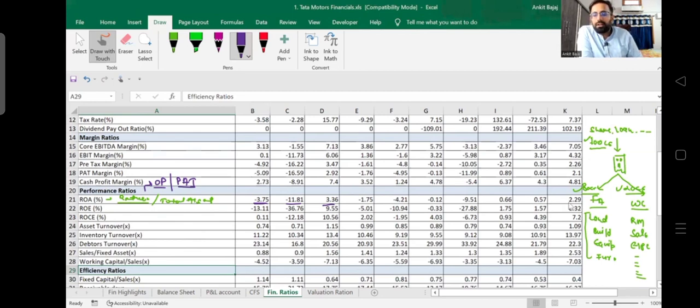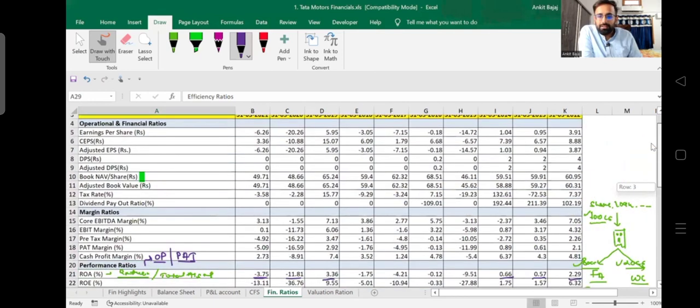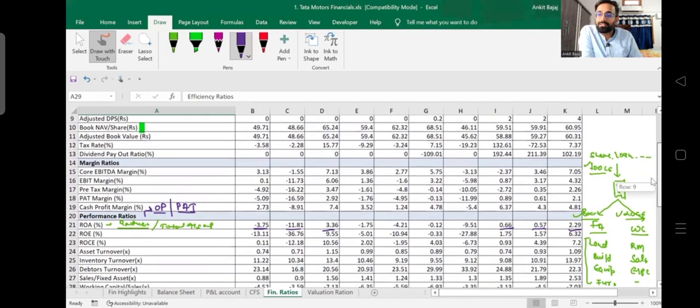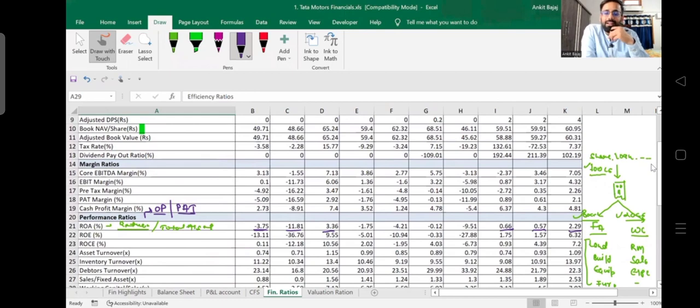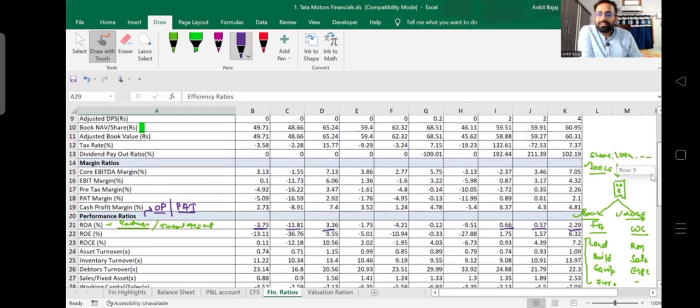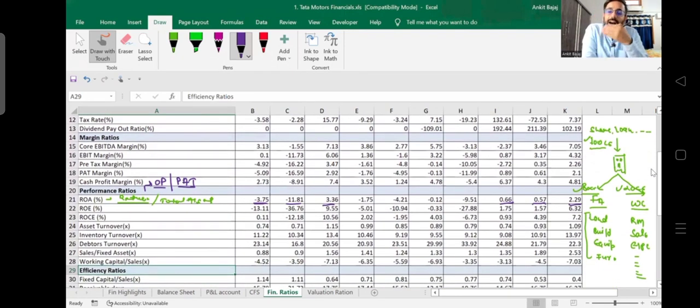If you see the previous years' data, in year 2012 the return on asset was 2.29. In the next year, the return on asset was 0.57, then 0.66. Then the company made losses in year 2015. So you have to check the reason why the company was making losses. With the help of the return on asset ratio, you will be able to analyze how much return the assets are providing to the company.